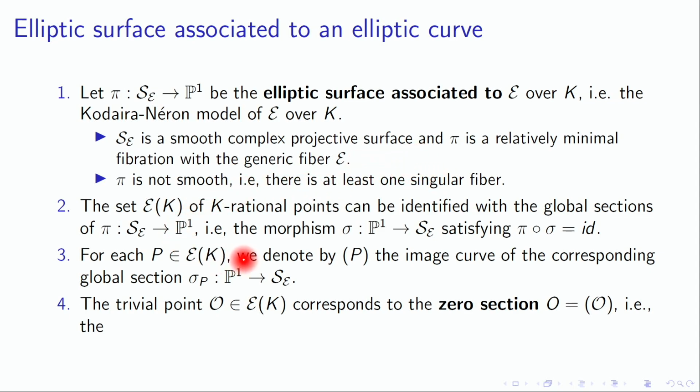So the set of K-rational points can be identified with the sections of this morphism, I mean the morphisms from P1 to S_E that satisfy this equality. For any point P, we denote by this the image of the corresponding global section on the Kodaira-Néron model of the elliptic curve. So the identity point of this group corresponds to the zero section.